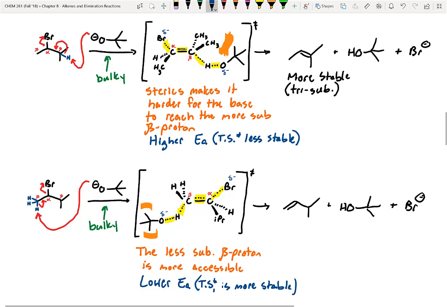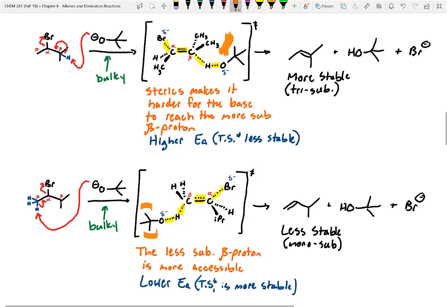All right, here's the irony though. If we think about the product for that bottom reaction, this guy right here, this is actually a less stable product. And it's important to remember it's less stable because it's only mono-substituted. All right, this is odd though, right? So we've got this conflict going on.